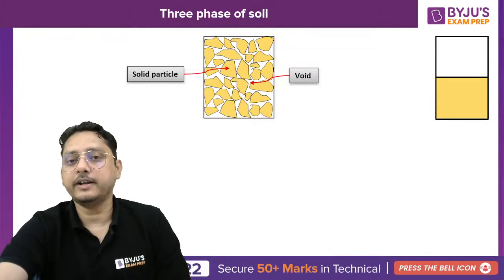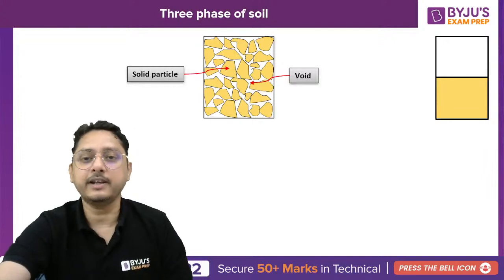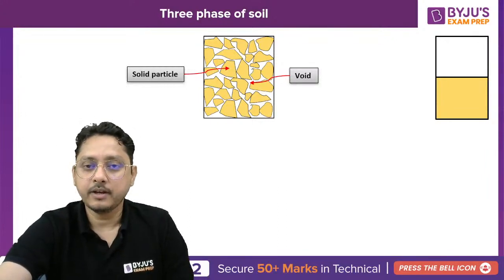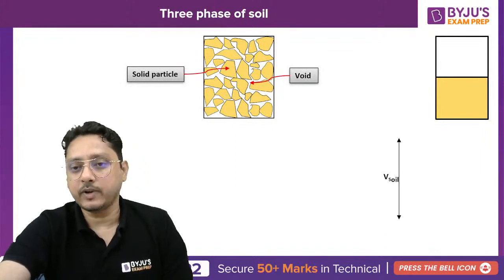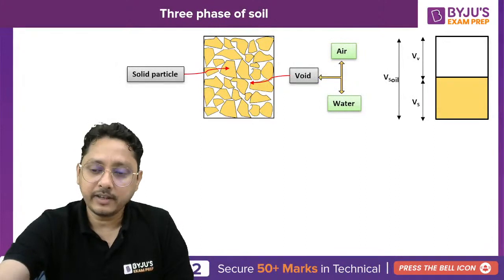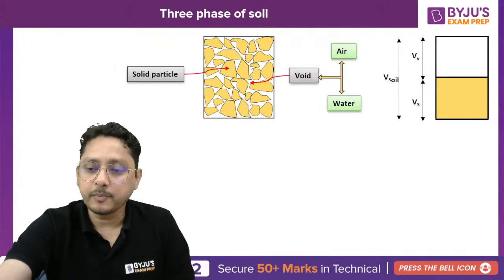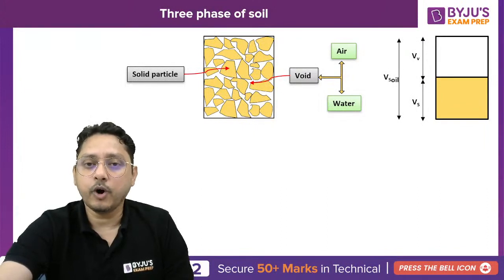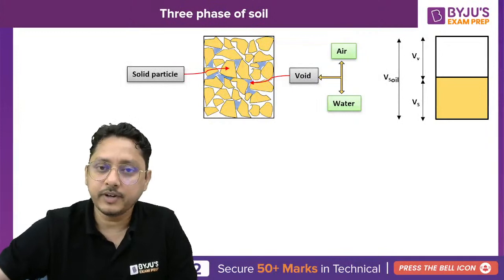And this one we call a two-phase system of the soil, where it has only the solid particles and the void. Now that void may contain water as well as air. That void will have air as well as water. Suppose some portion of the void is filled with water. How does it look?